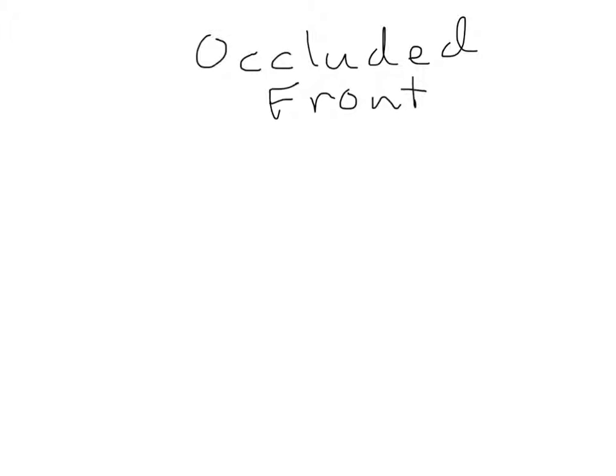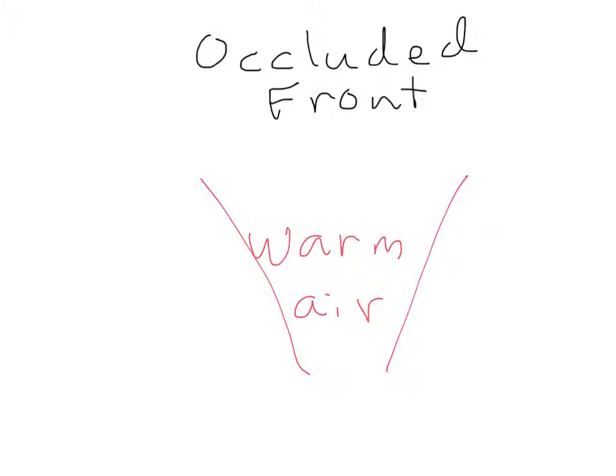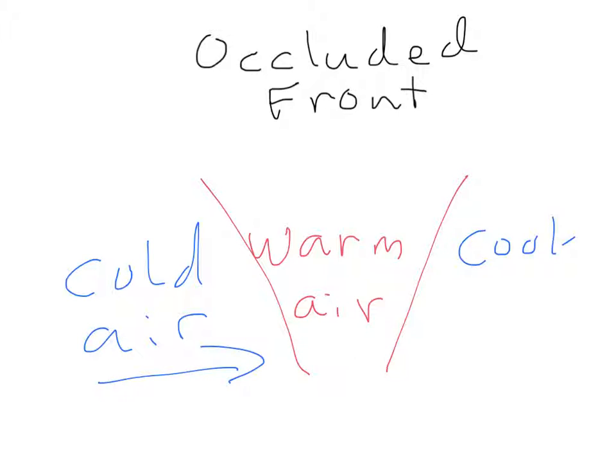The fourth type of front is what we call an occluded front. In this type of front, we have a warm air mass somewhere kind of right here, and then we have a cold air mass that's moving pretty quickly and pushing into it, and we have a cooler air mass that's moving a little more slowly. And this warm air gets pinched in between. They also phrase it as when one cold front catches up to another cold front, they zip together and form what's called an occluded front.